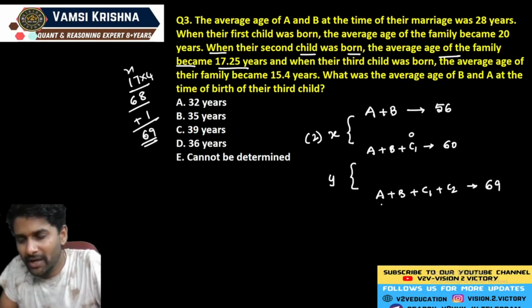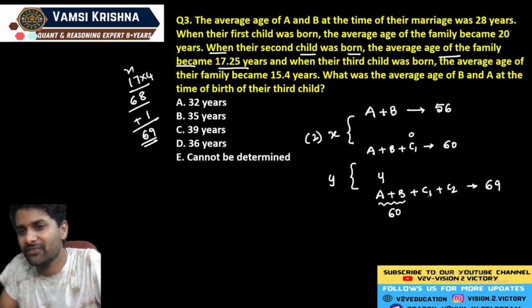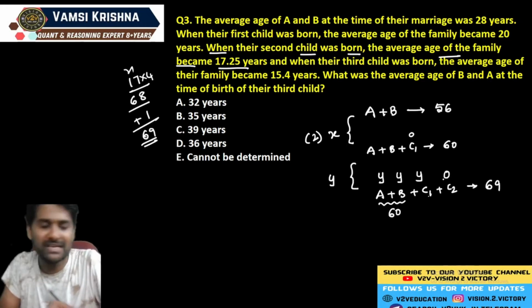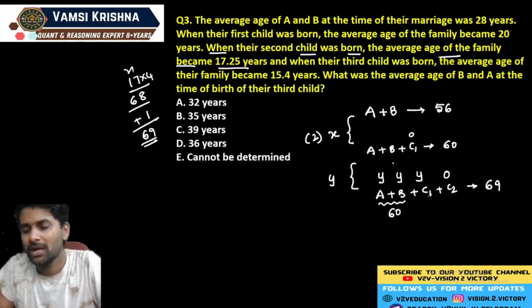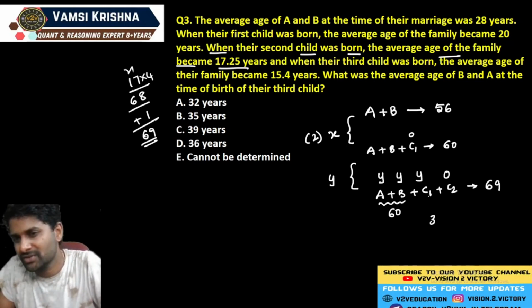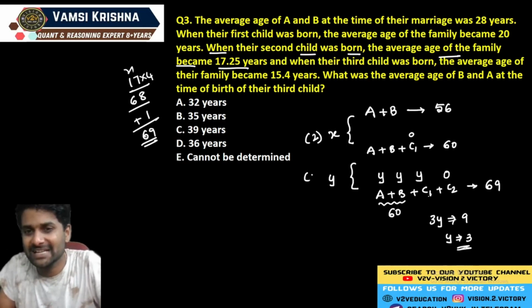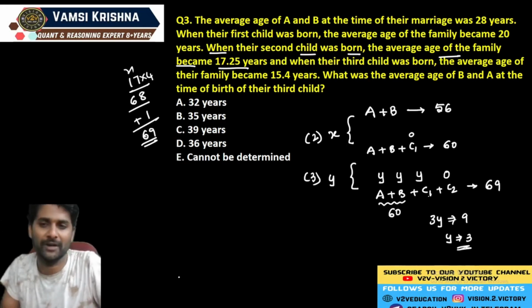Now see, you already know that the earlier sum of A plus B's age is exactly equal to 60 years. Here C1, A, B all increase Y years, Y years, Y years. Definitely C2 must be 0 years. Now what about this Y value? So 3Y is exactly equal to 9 units extra, then Y is equal to 3 years. It means after 3 years, guys, child 2 is born.